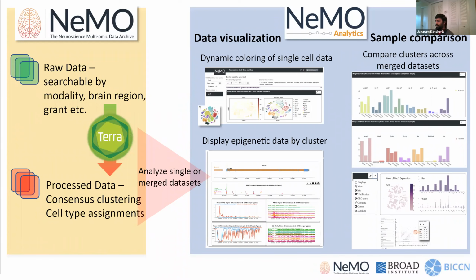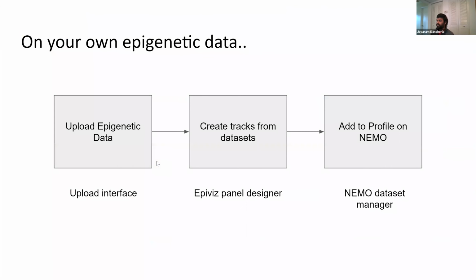This is just a recap of the entire structure. All the data that is available on the NEMO archive, once you run it through a standardized pipeline, either through Terra or locally, produces bigWigs and bigBeds, either the signal files, the coverage files, or the peak files. Once you have those, you can visualize them using the inbuilt epigenetic viewer on NEMO Analytics.